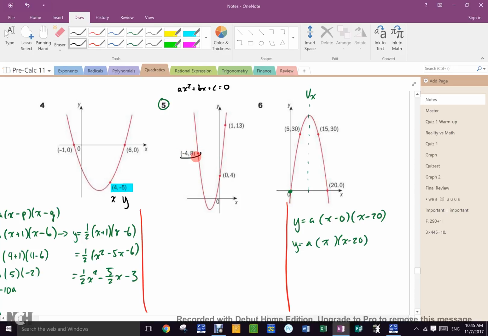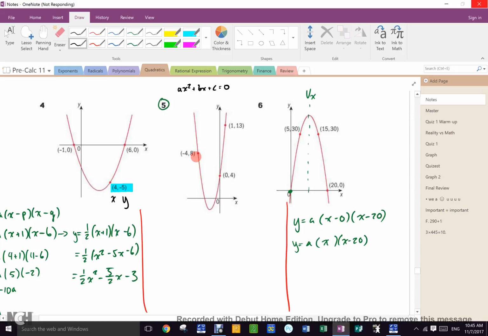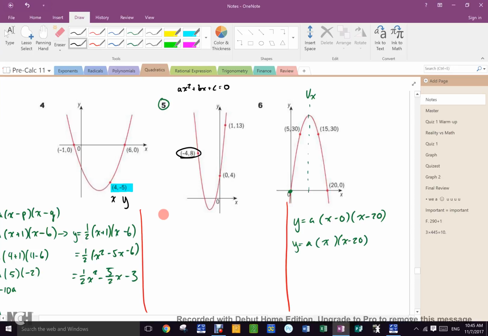Negative 4. What's negative 4 squared? 16. So I get 16a. What goes in for x? Negative 4, so I get minus 4b, right? Plus c equals y. What's my y? 8. Is everybody cool?